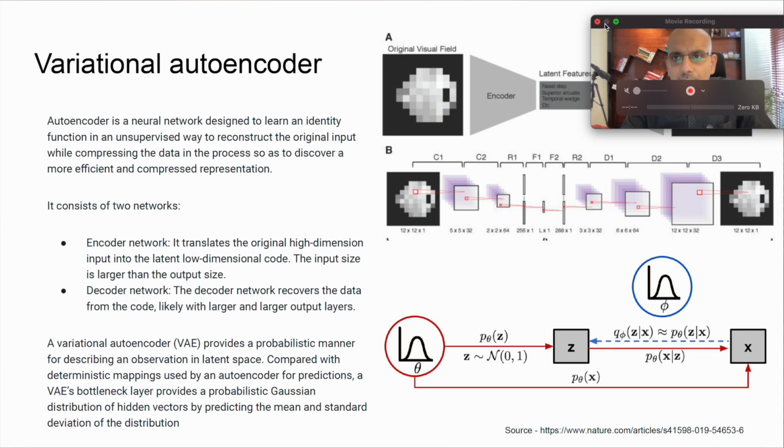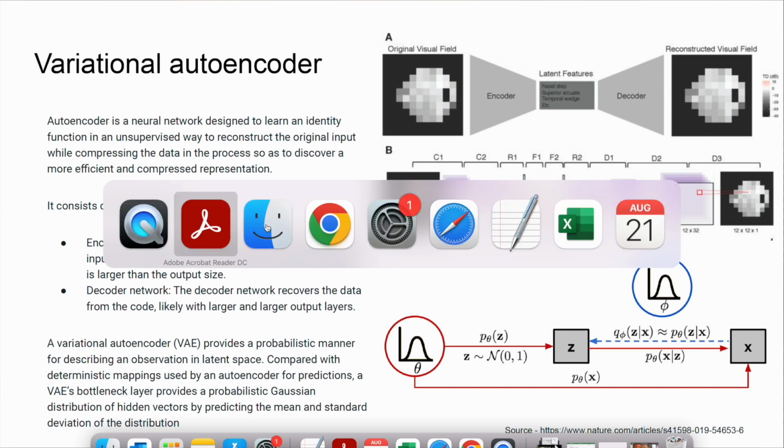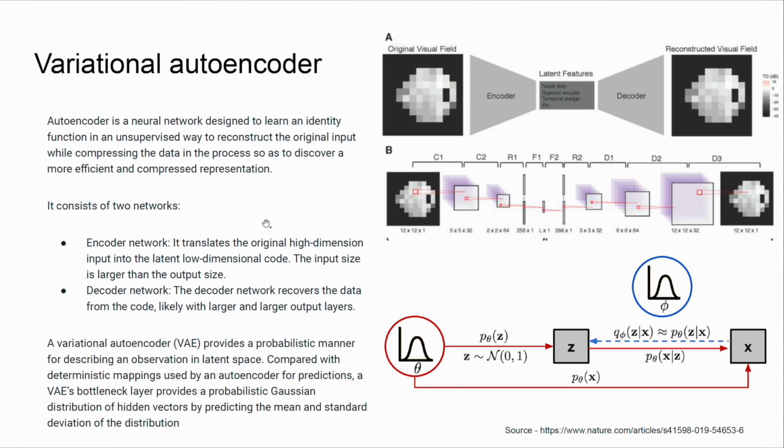The other architecture, which is very famous, is the variational autoencoder. It is a class of architecture which is again responsible for generating images. The goal is the same, to generate images, but it doesn't work like a GAN.